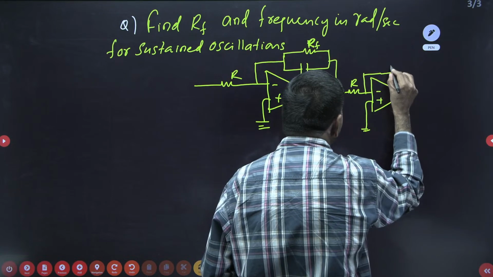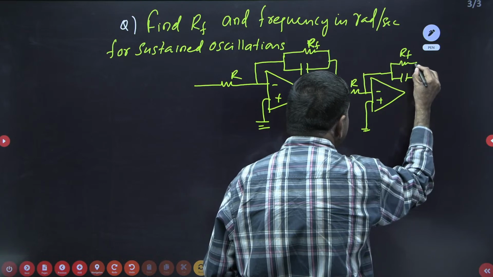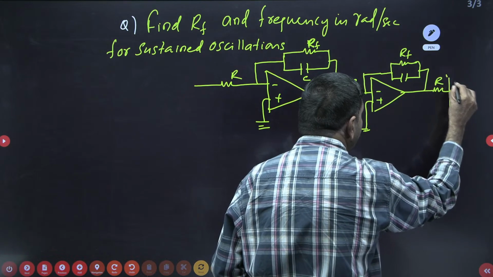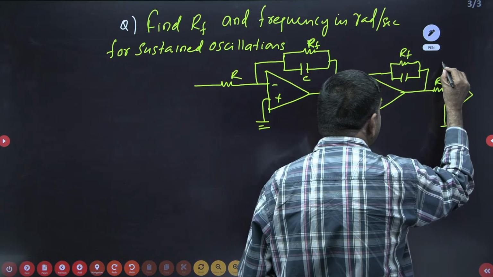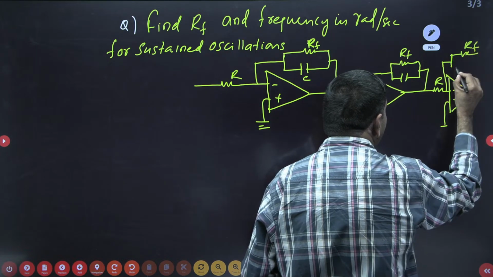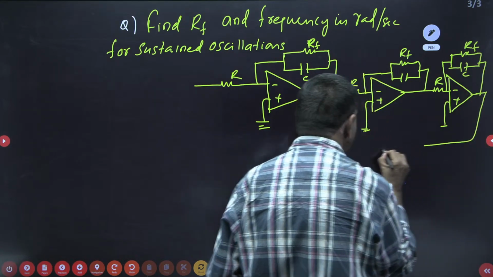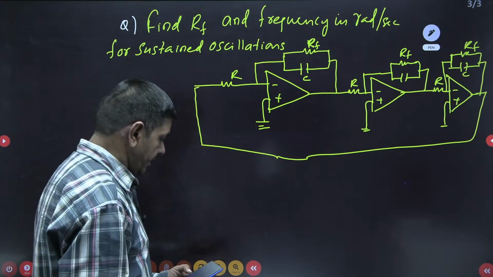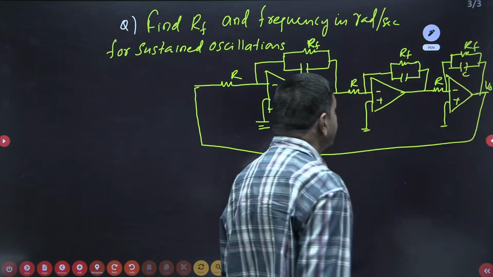There is RF, and also connected with one capacitor, one more resistor R, one more op amp, and this is connected with resistor R, RF, and also the capacitance of the capacitor C, and this is connected to this side. In such a way a network is given here. This is V naught. That is the given problem.